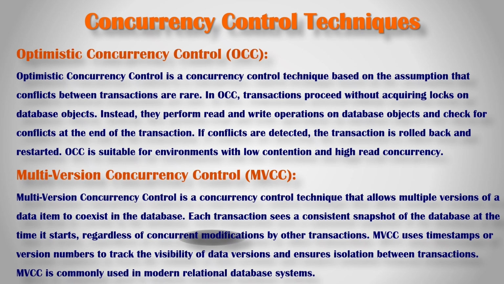Multi-version concurrency control, MVCC. Multi-version concurrency control is a concurrency control technique that allows multiple versions of a data item to coexist in the database. Each transaction sees a consistent snapshot of the database at the time it starts, regardless of concurrent modifications by other transactions. MVCC uses timestamps or version numbers to track the visibility of data versions and ensures isolation between transactions.